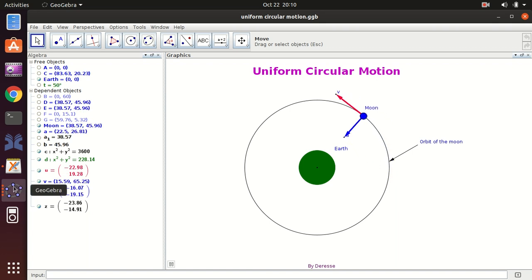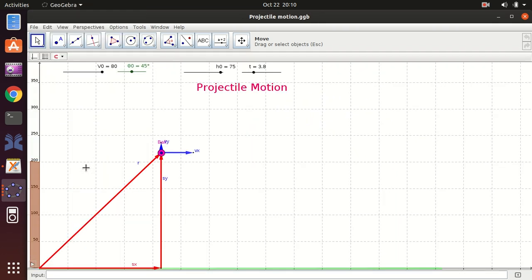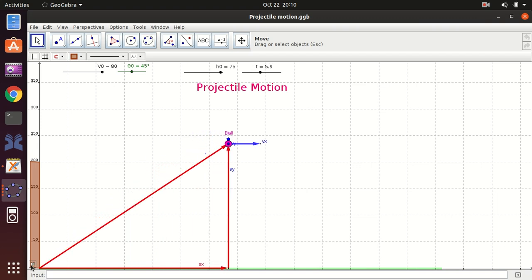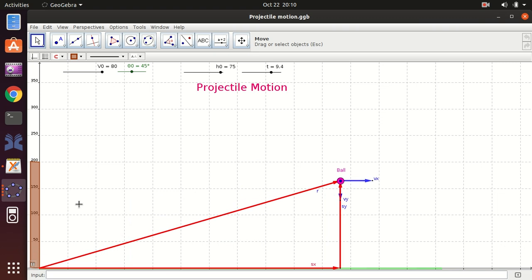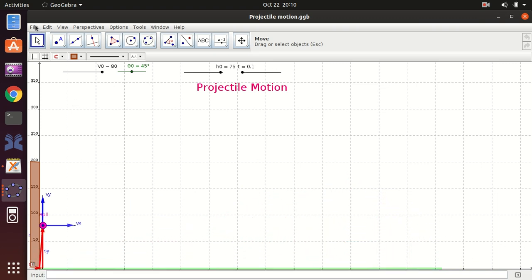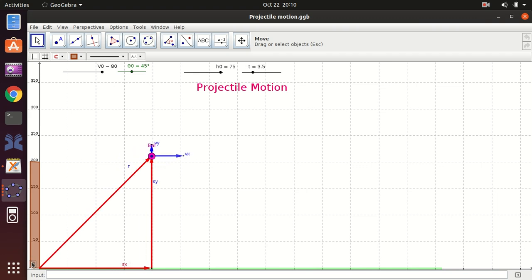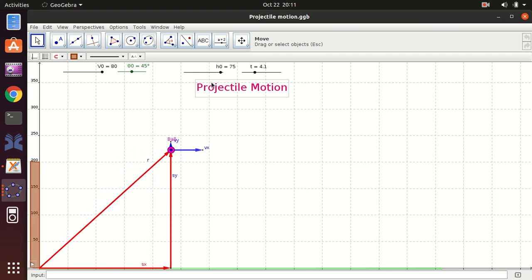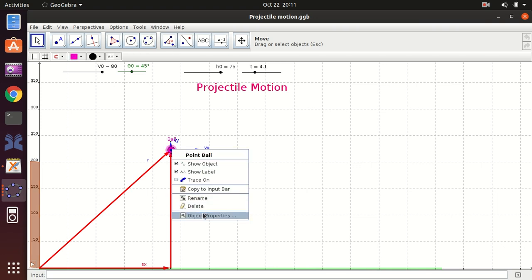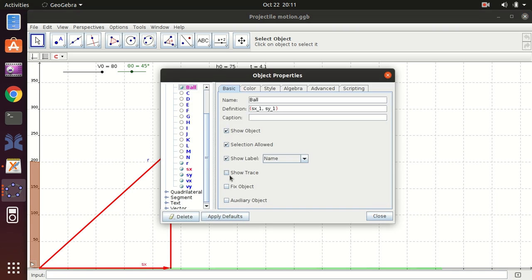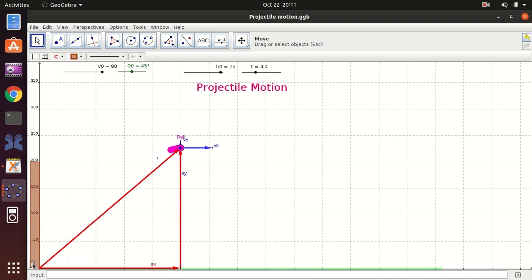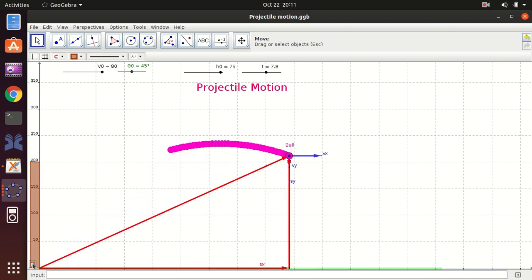Also, we do have another animation for this. Let us look at this ball. Let us throw it from the ground. Let us see the path it follows. In order to see the path it follows, we can trace the path. Therefore, I can see the path the ball follows.